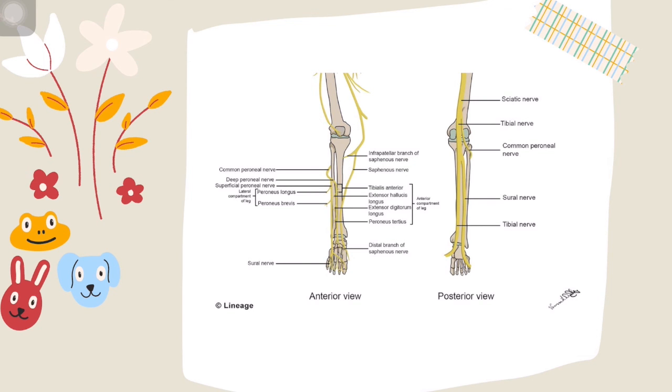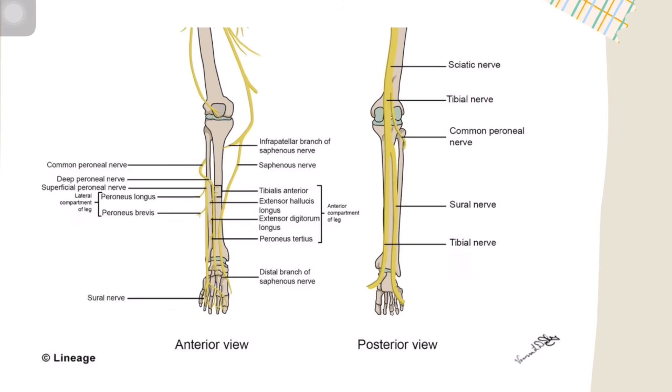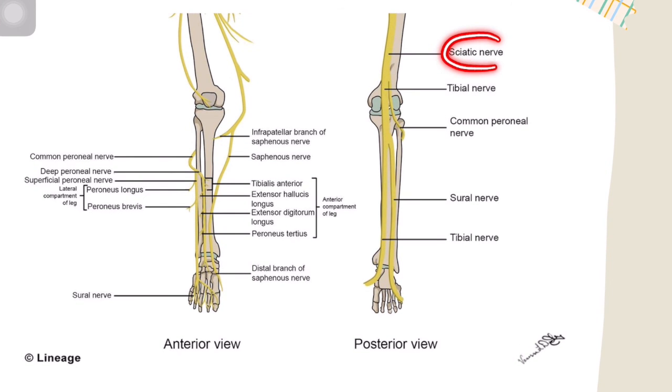Now, if we look at the nerves of the lower limbs, you see that the sciatic nerve branches into the tibial nerve and the common peroneal nerve. So the tibial nerve innervates the posterior compartment of the leg and branches into the medial and lateral plantar nerves, which innervate the muscles which I already mentioned in the first section.